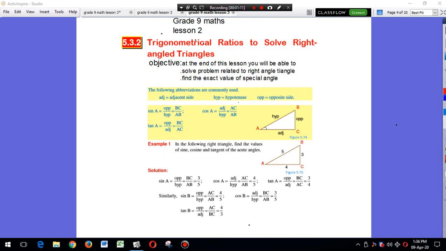When we say trigonometric ratios, as you have learned in the previous grade, grade 8, trigonometric ratios are ratios that express the relationship between angles and sides. It is like sine, cosine, and tan. Before we discuss these trigonometric ratios, we are going to see some abbreviations that we are going to use here.